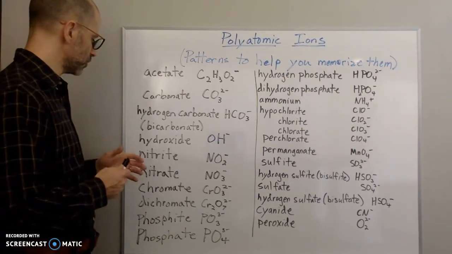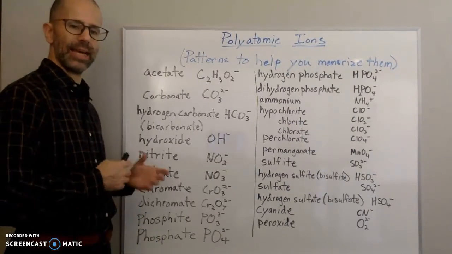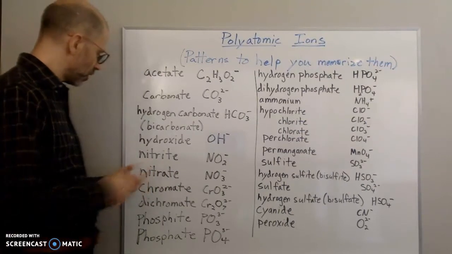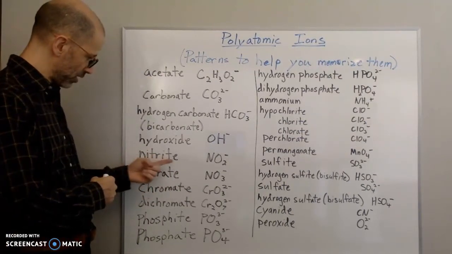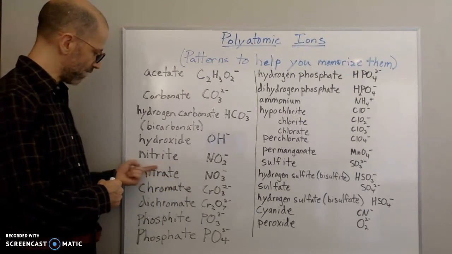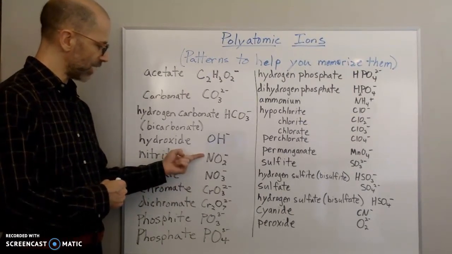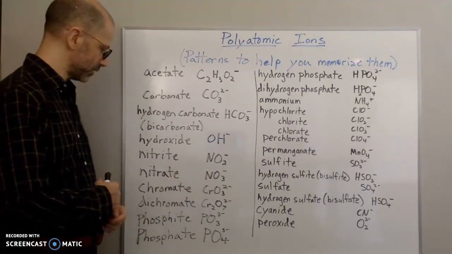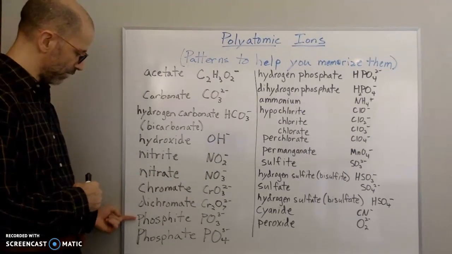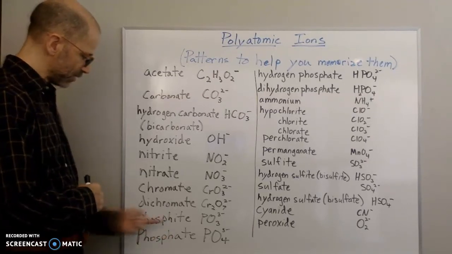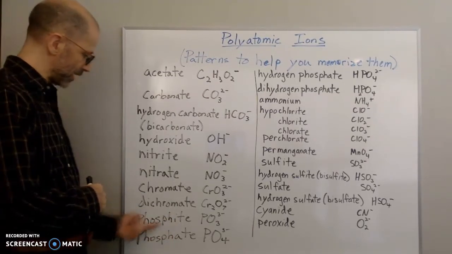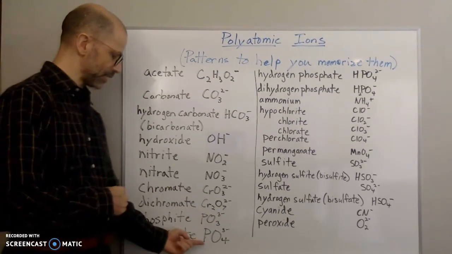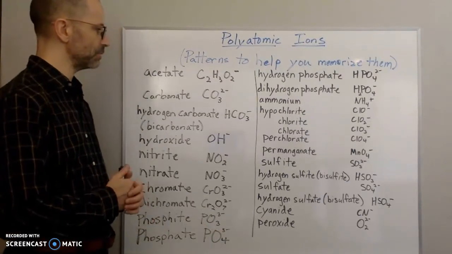So what are some of these patterns? I mentioned ITE and ATE. So ITE ending and ATE ending. You look at these two formulas here: you have nitrite, NO2 minus, and nitrate, NO3 minus. Here you have ITE and ATE again. So you have phosphite and phosphate. Phosphite has PO3 3 minus, and phosphate has PO4 3 minus.